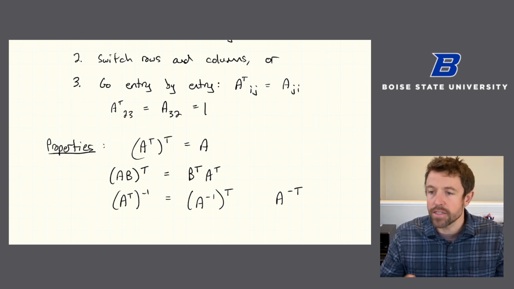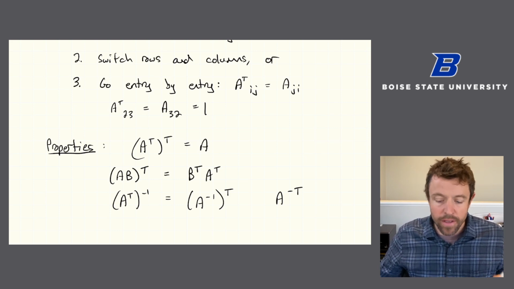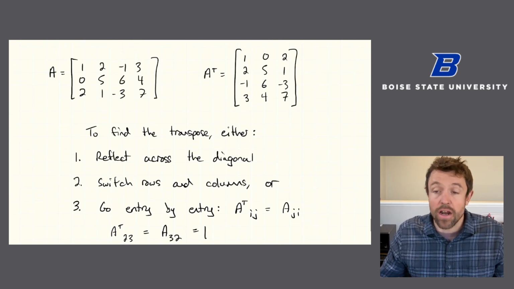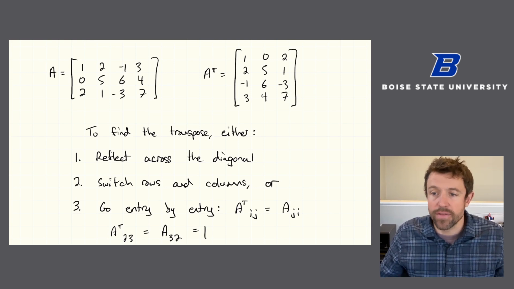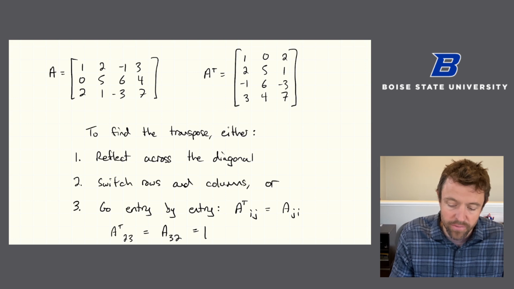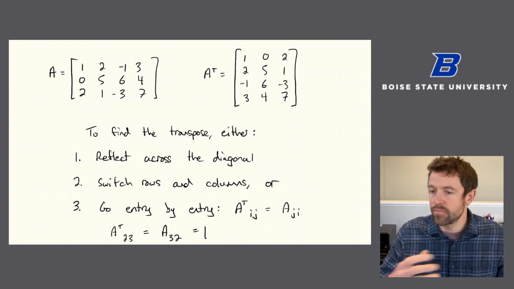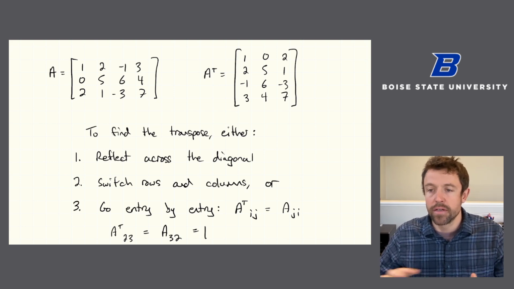Okay, so I'm going to stop there. I didn't want to make this a long video. That's what the transpose is. If you've never seen it before, it'll show up all the time in formulas. And again, it's not hard to calculate. You do any one of these three things. I tend to think that the quickest way to write it down is using number 2. Just write down the rows or columns in the opposite way.